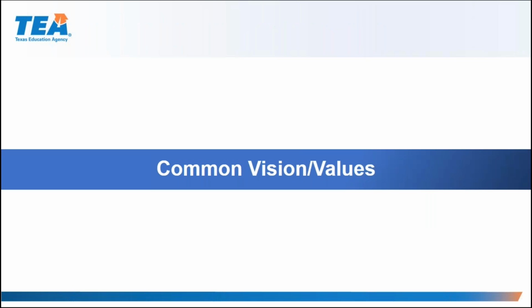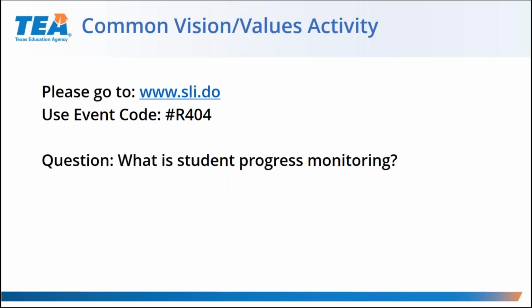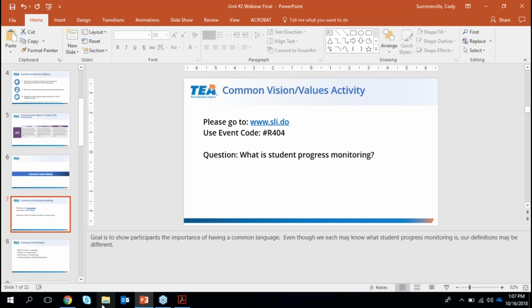Establishing a common vision and common values is essential for successful alignment. We're going to do a quick activity right now. If everyone can go to slido.com and enter the code R404. I want us to answer the question, what is student progress monitoring? I promise this all has a rhyme and a reason.